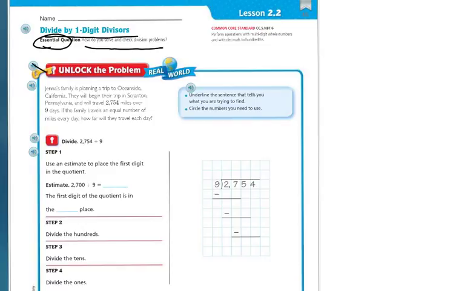So, unlocking the problem. Jenna's family is planning on a trip to Oceanside, California. They will begin their trip in Scranton, Pennsylvania, and will travel 2,754 miles over 9 days. If the family travels an equal number of miles every day, how far will they travel?